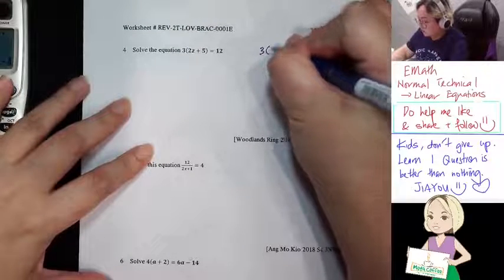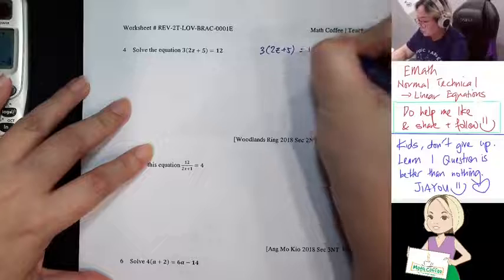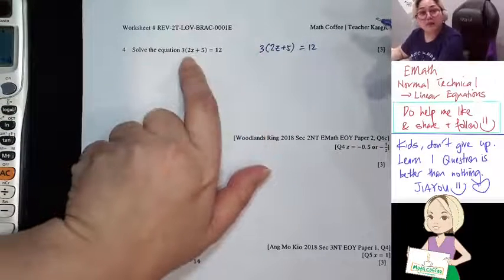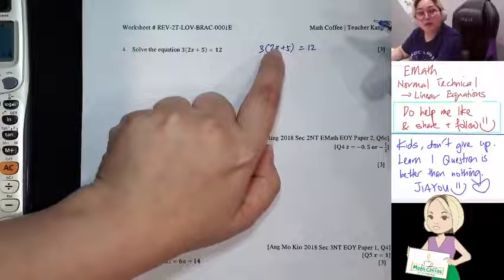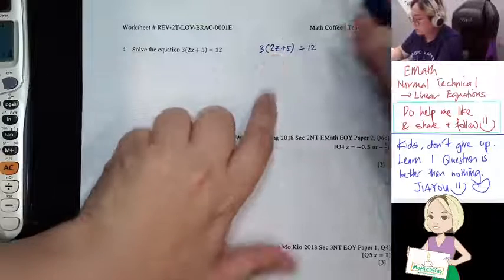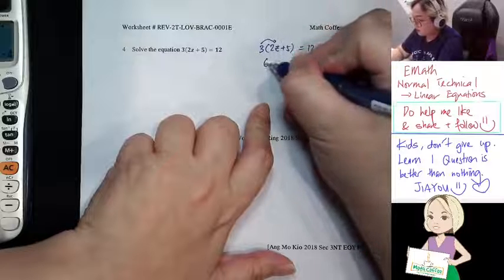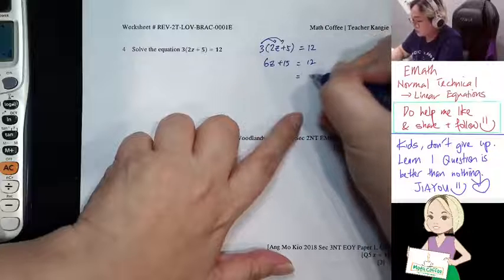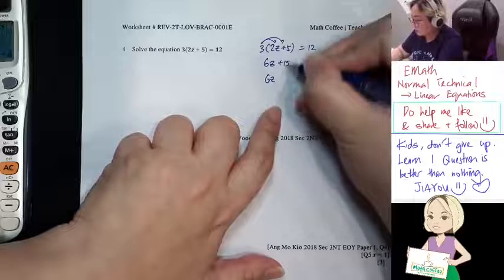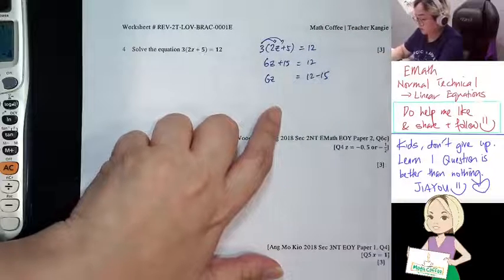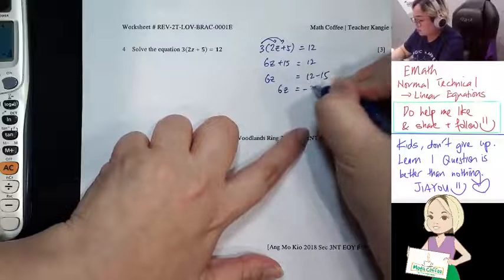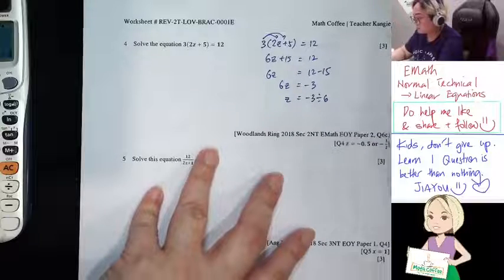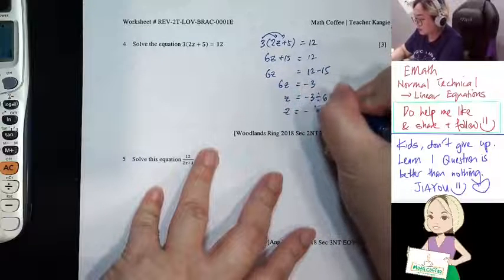Okay, this one: 2z plus 5 equals 12, all times 3. We need to do rainbow, and take note for those kids, I always make it a point to write the z with a middle line. If we don't write it, it looks like a 2. So let's do our rainbow. This one is 6z, plus 15 equals 12. Keep the equal, the 12, and the 6z. I'm going to bring the plus 15 over, so it's minus 15. So 6z equals negative 3. So my z equals negative 3 divided by 6. So my z equals minus half. Done.